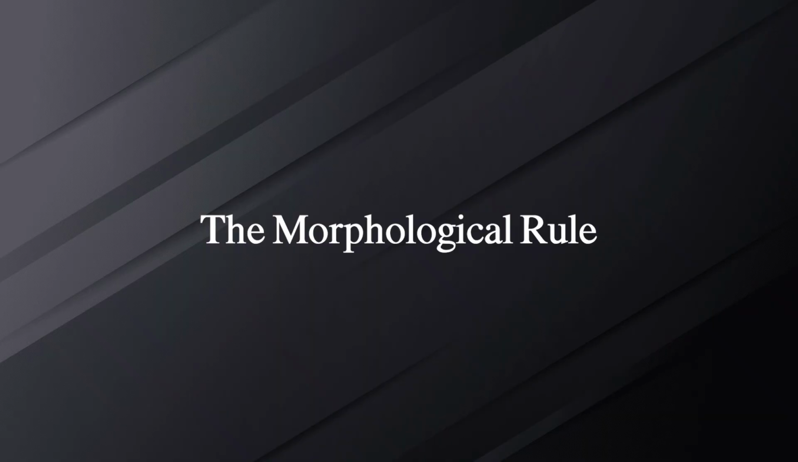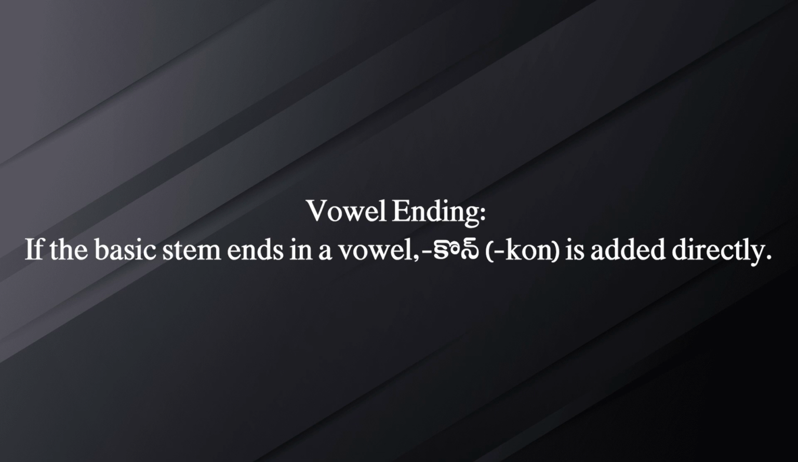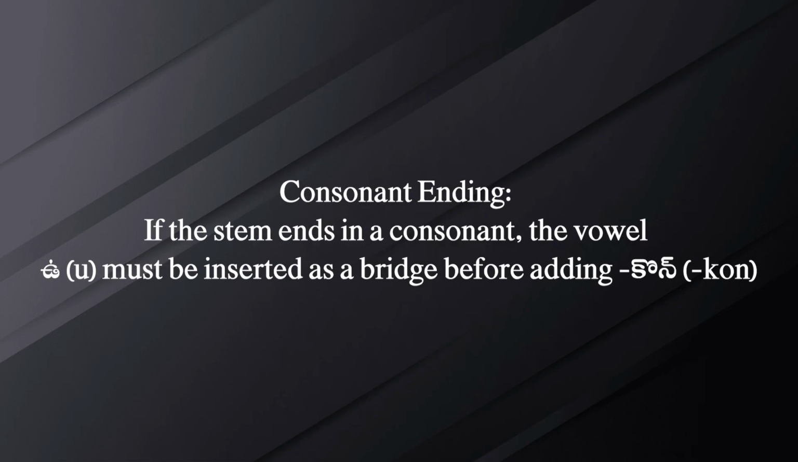The morphological rule. 1. Vowel ending. If the basic stem ends in a vowel, konu is added directly. Second one, consonant ending. If the stem ends in a consonant, the vowel u must be inserted as a bridge before adding kon. The formation of a reflexive verb follows a specific two-step morphological process.